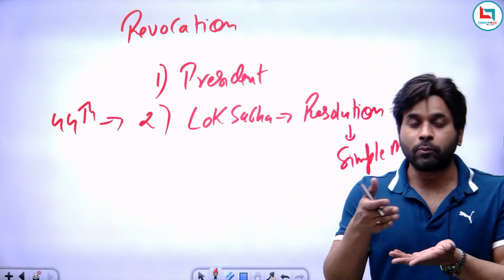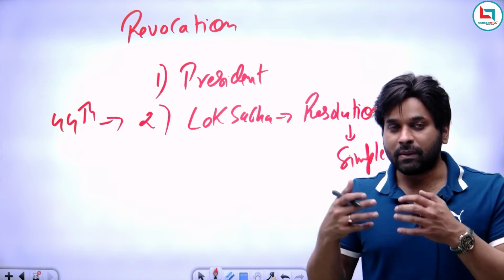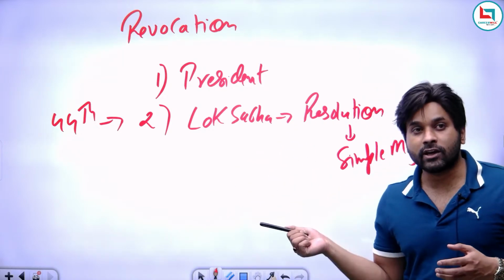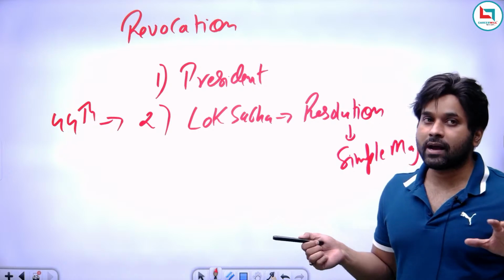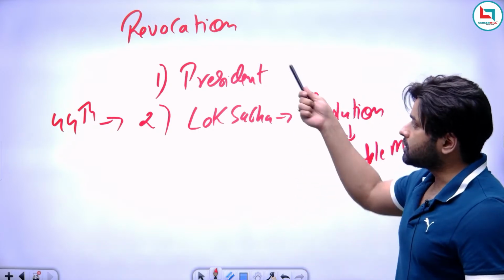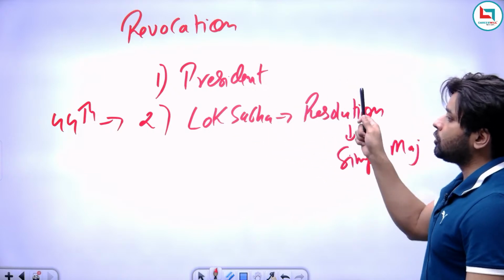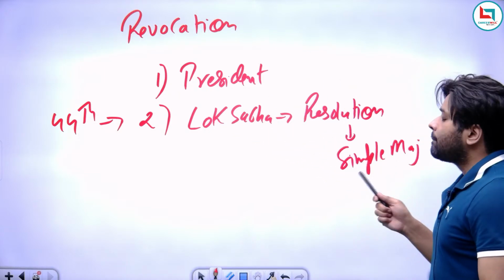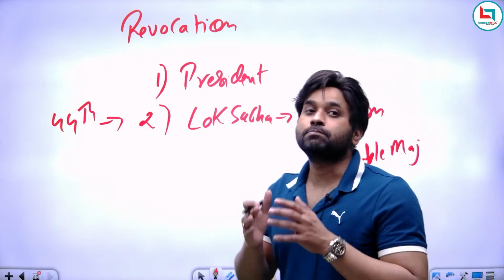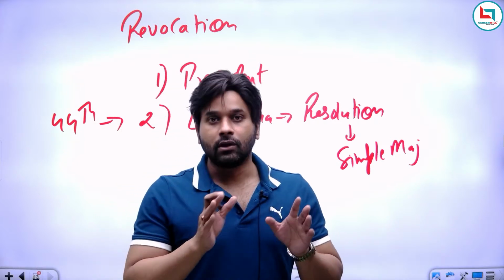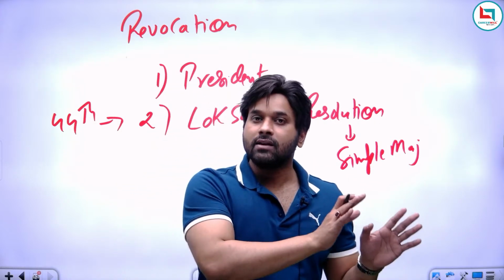See, when it comes to approval, yes, Rajya Sabha plays an equal role. But when it comes to revocation, there is no role of Rajya Sabha. It is only about the Lok Sabha. So the first way is the president, and the second way is Lok Sabha. If Lok Sabha passes a resolution for revocation of national emergency by simple majority, then the president is bound to revoke national emergency.